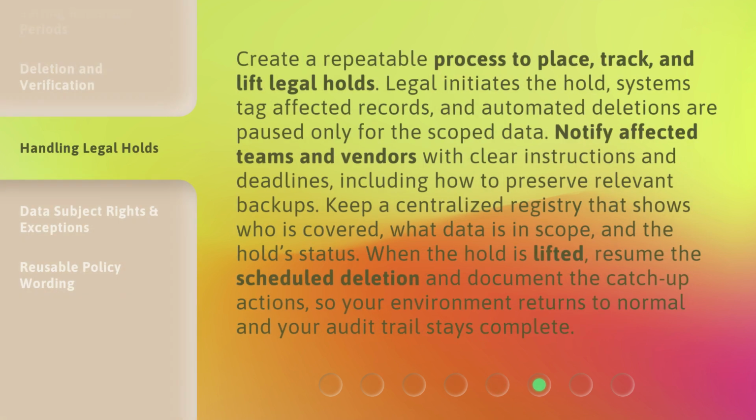Create a repeatable process to place, track, and lift legal holds. Legal initiates the hold. Systems tag affected records, and automated deletions are paused only for the scoped data. Notify affected teams and vendors with clear instructions and deadlines, including how to preserve relevant backups. Keep a centralized registry that shows who is covered, what data is in scope, and the hold status. When the hold is lifted, resume the scheduled deletion and document the catch-up actions so your environment returns to normal and your audit trail stays complete.